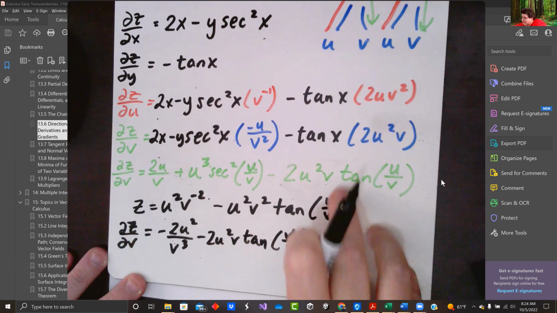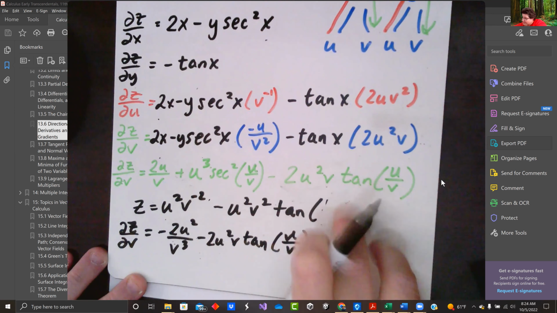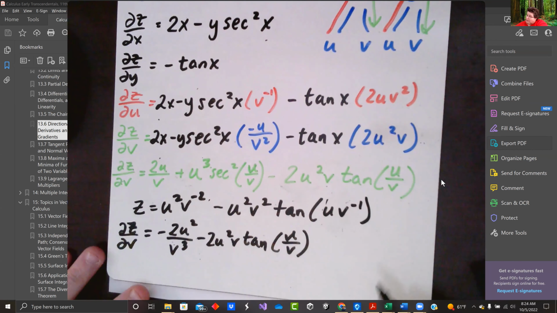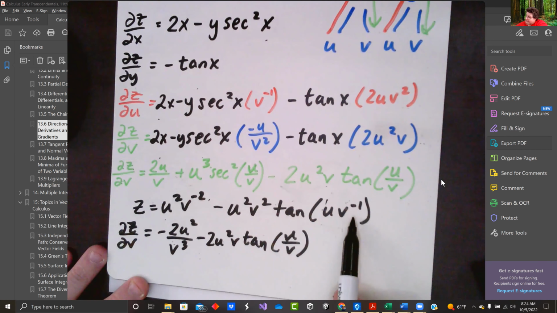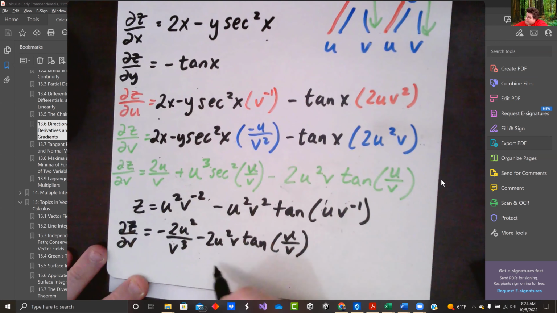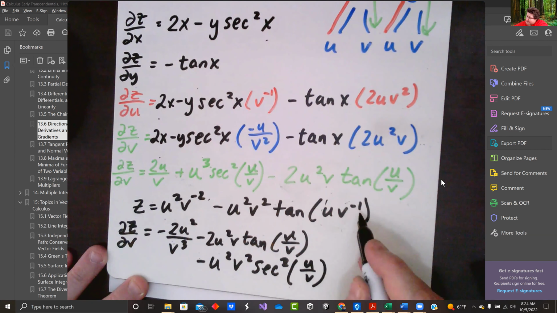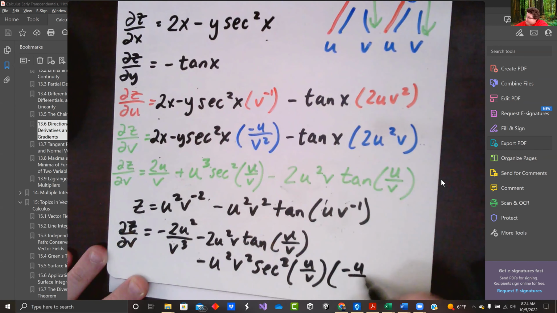Oh, for me to do the chain rule, I'm going to do this. And now I've got to do also the one term that has the V or the tangent part. So minus U squared V squared secant squared U over V. And then the derivative of the inside is negative U over V squared.